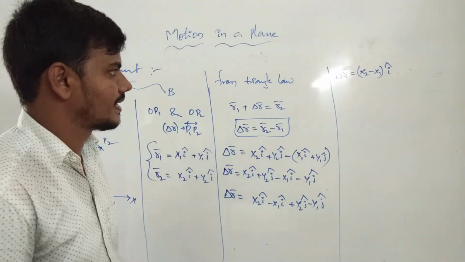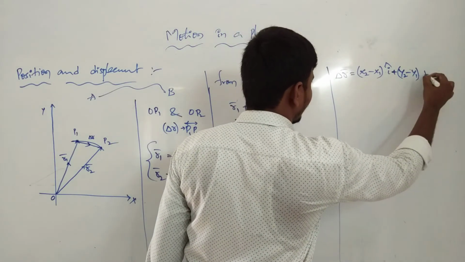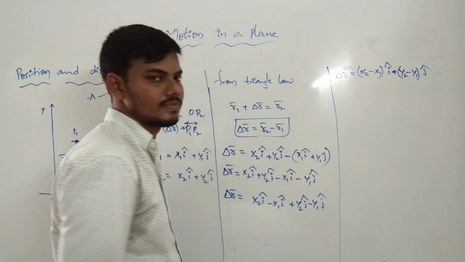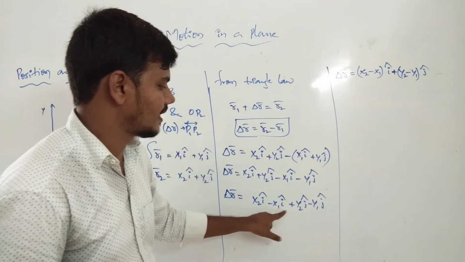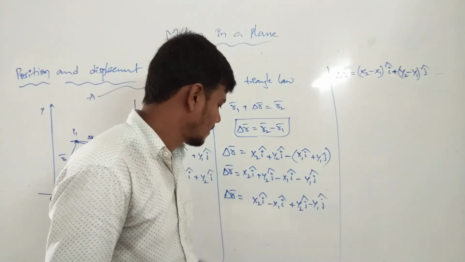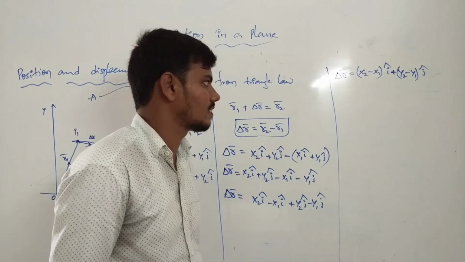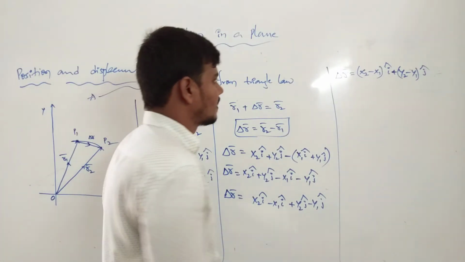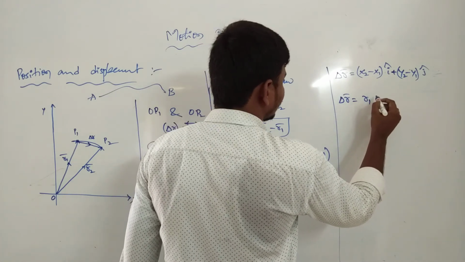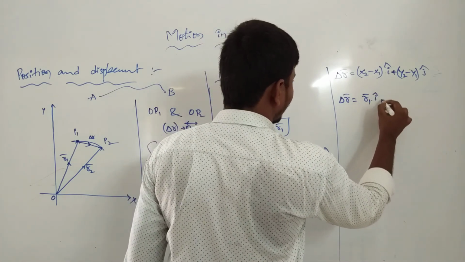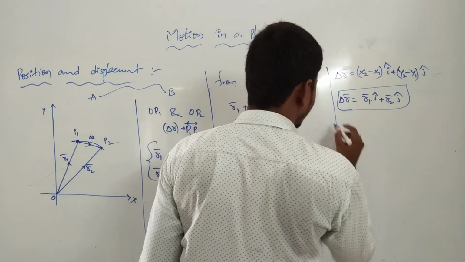x2 minus x1 into i cap is a common factor, plus y2 minus y1 of j cap. Clearly you know that. Now delta R bar is equal to x2 i cap minus x1 i cap plus y2 j cap minus y1 j cap. Now x2 minus x1 into i cap is the common factor, y2 minus y1 into j cap is the common factor also. Now here we have taken delta R bar is equal to R1 bar into i cap plus R2 bar into j cap. Clear? Now this is the final equation.